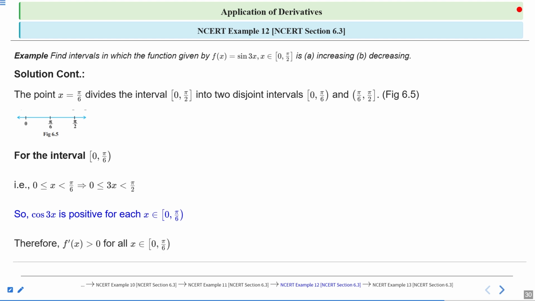Therefore, f'(x) is greater than 0 for all x belongs to 0 to pi by 6, right? We can say that f'(x) is greater than 0 for all x belongs to 0 to pi by 6, right?